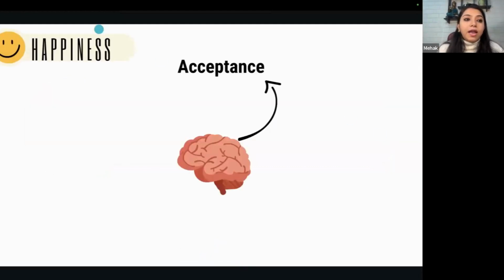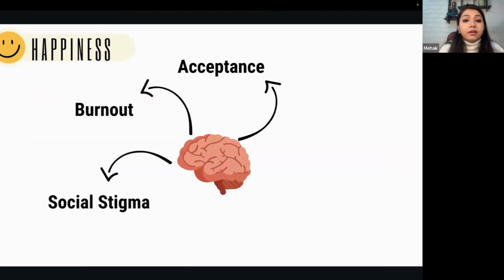Now, what came in happiness? Happiness was first acceptance, that is, accepting your condition. Second, burnout. I'll be explaining all of this in detail later. First, we'll go through the concept. Burnout means we do tend to get tired. When we are diagnosed with a disease, we tend to get tired. Third, social stigma, people judging you.